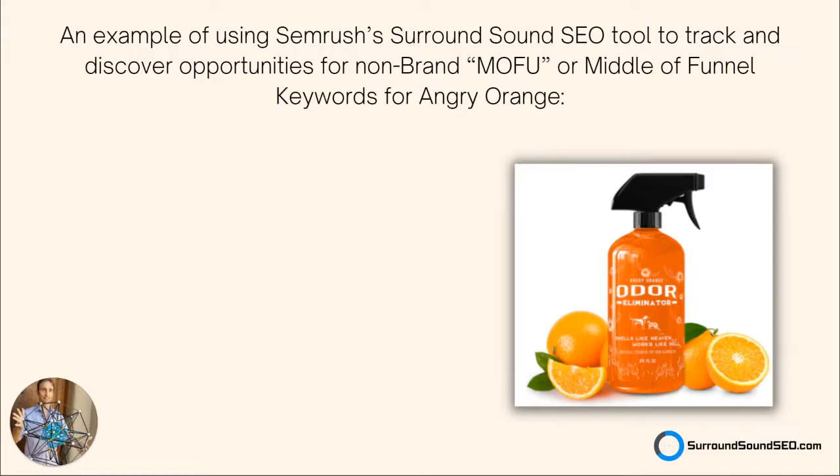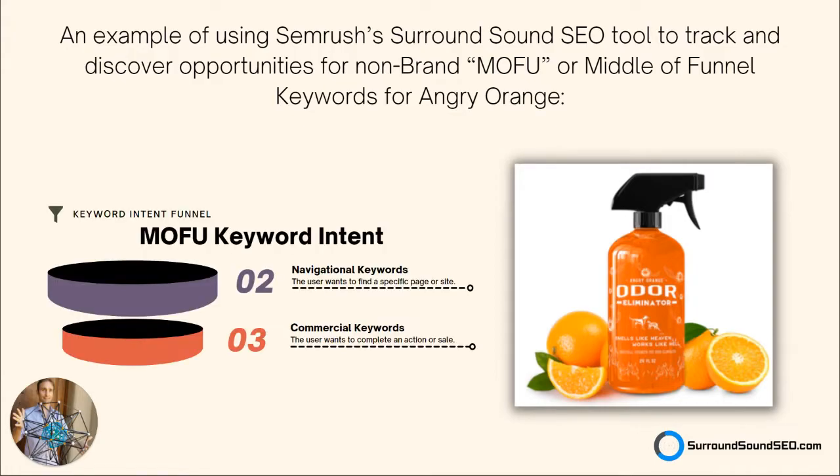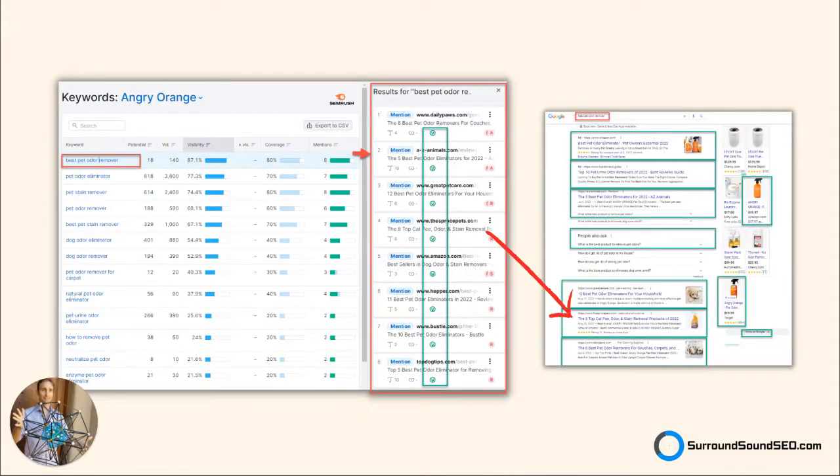An example of using SEMrush's Surround Sound SEO tool to track and discover opportunities for non-brand middle of funnel keywords for Angry Orange. Again, we're talking about the consideration phase. Here are some of the keywords that we could track using the Surround Sound SEO tracking tool that I showed you earlier on the drop-down menu. It's very, very helpful, and it's possible to use this any way that your organization sees fit.